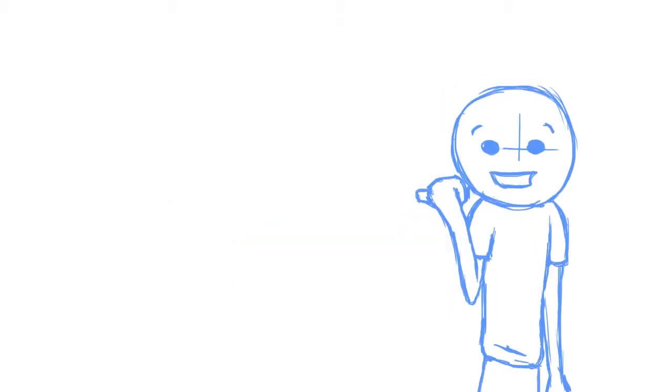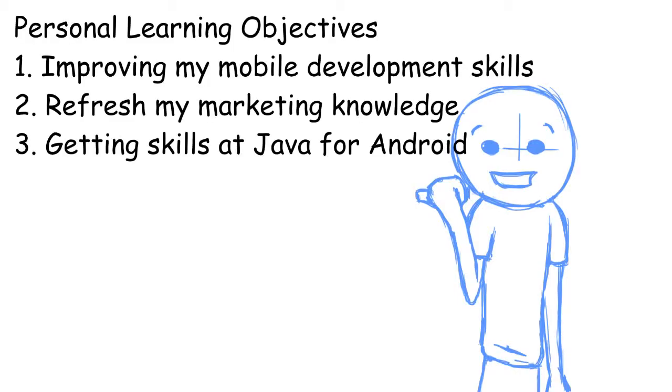Then there's the personal learning objectives, which are as follows. Improve my mobile development skills. Refresh my general marketing knowledge. Getting skills at working with Java for Android.